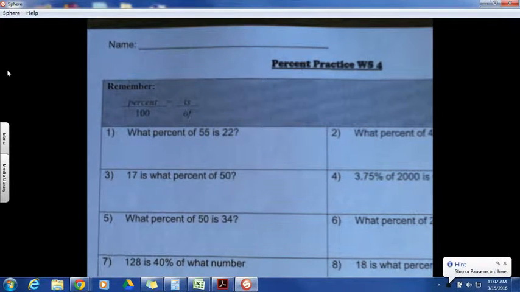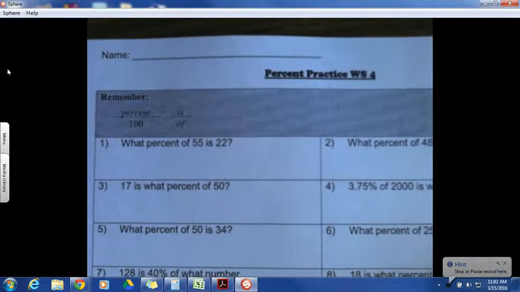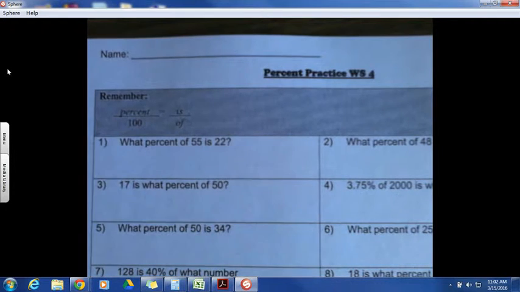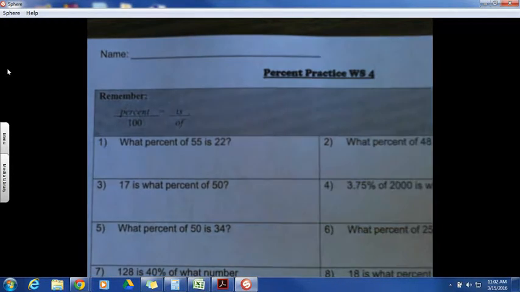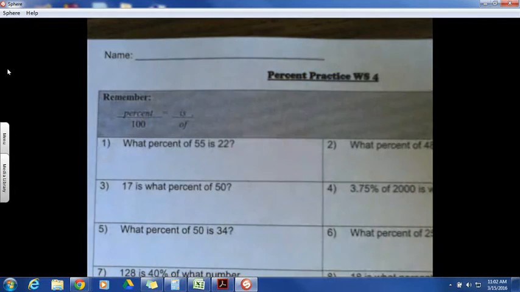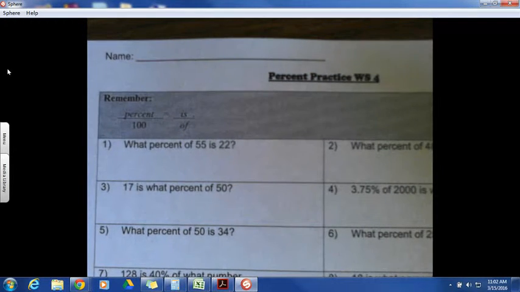Alright, Mr. Bernay, we're going to try some examples from the homework here, Percent Practice Worksheet 4. And in this we learn how to do some more of these percent part to whole comparisons.